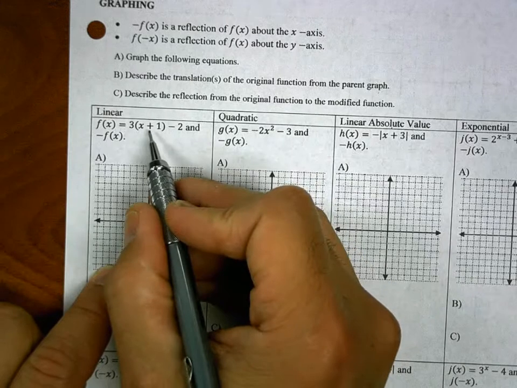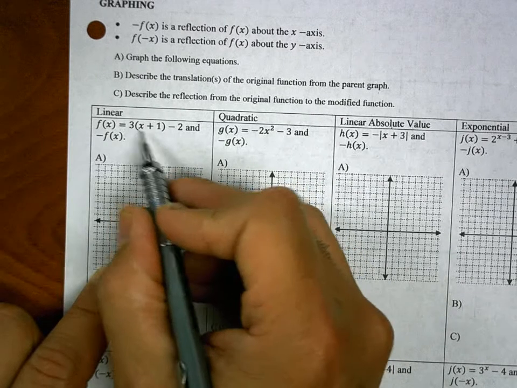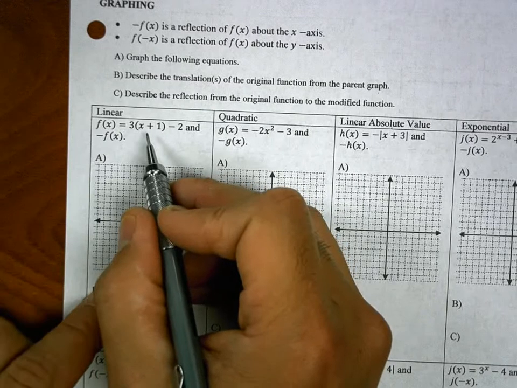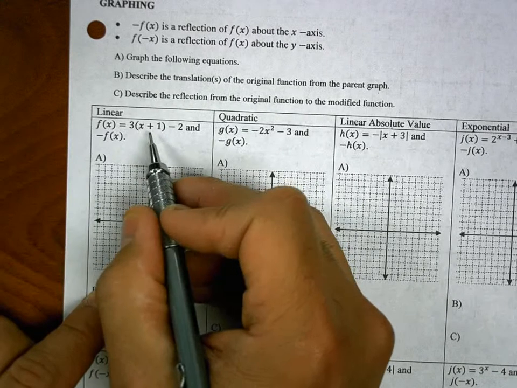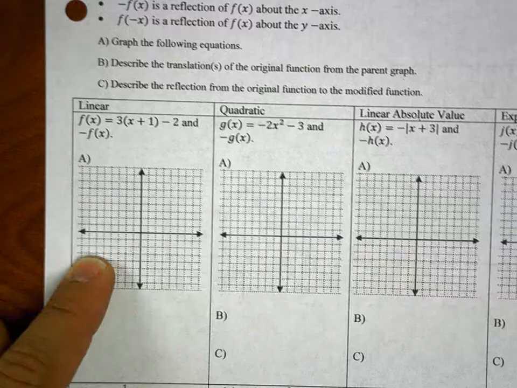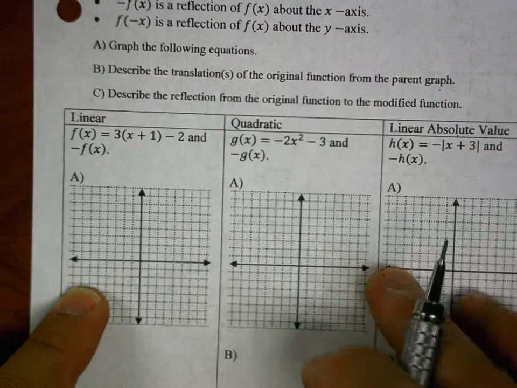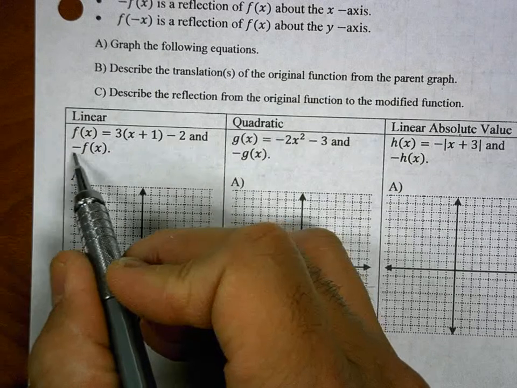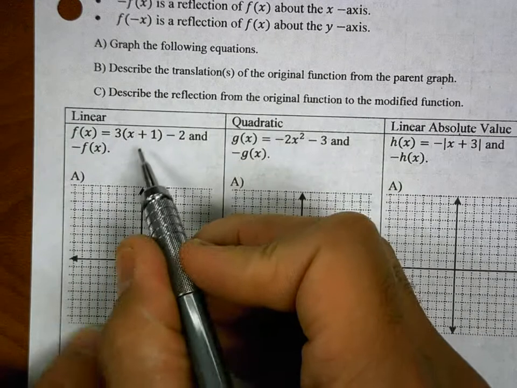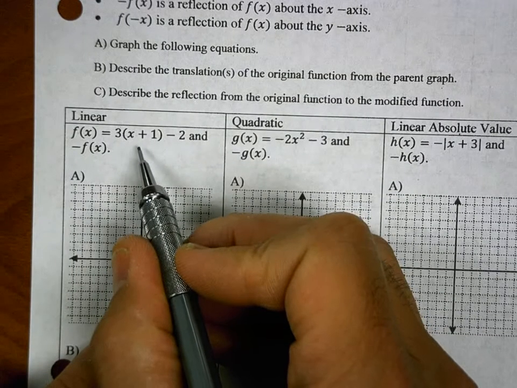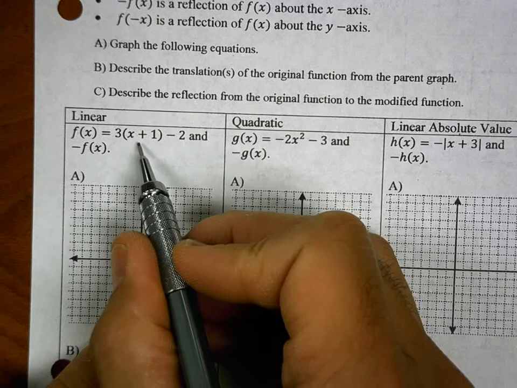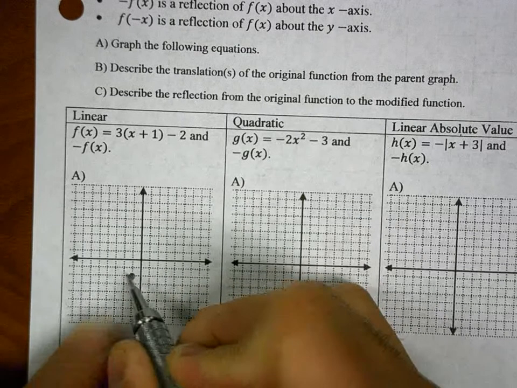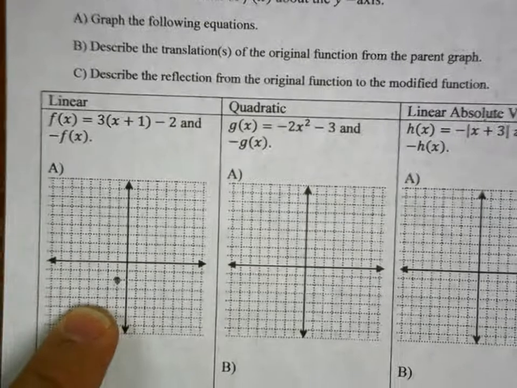Let's graph this line. By the way, how do we know that this is a line? It's not squared. It's not absolute value. It's to the first. All right, so let me zoom in here. So let's graph just f of x. Then I'll show you how to graph the negative f of x. But let's graph. So this shifts which way? Left 1, down 2. Put a nice dot there. Make this a little bit bigger.